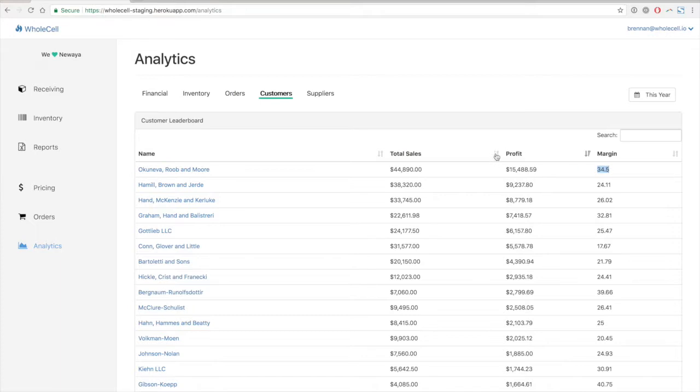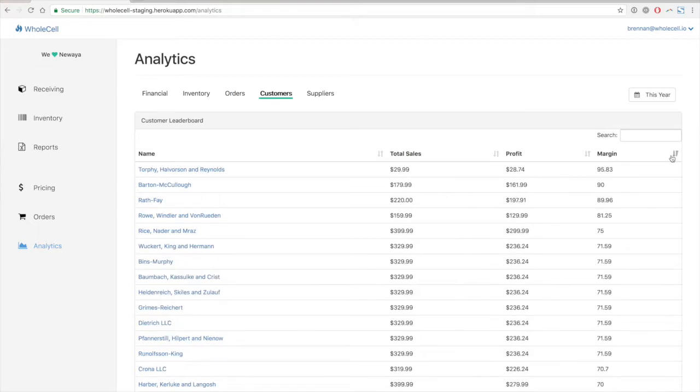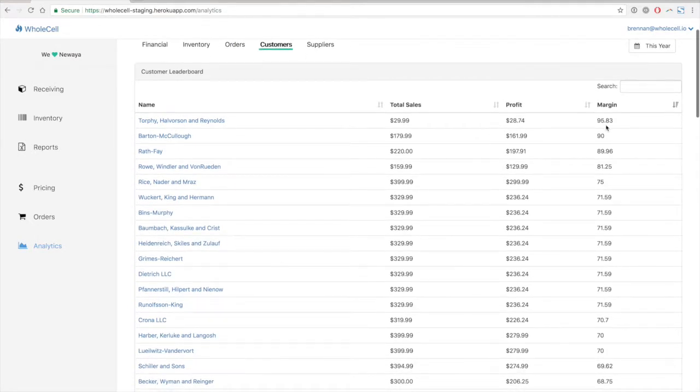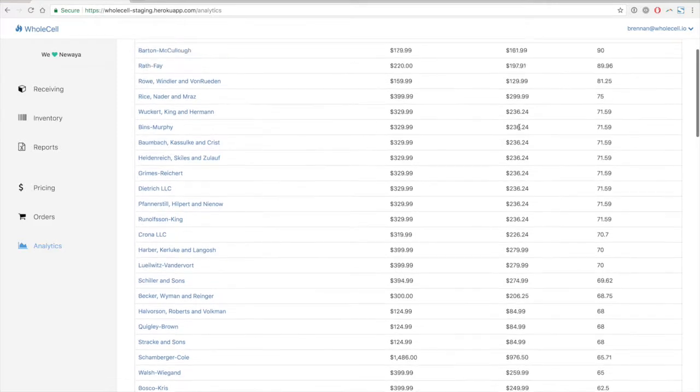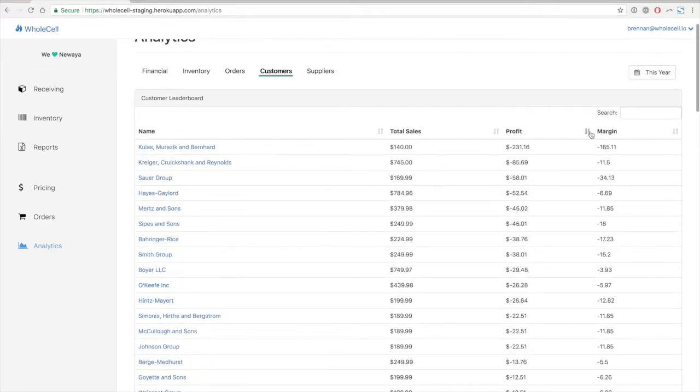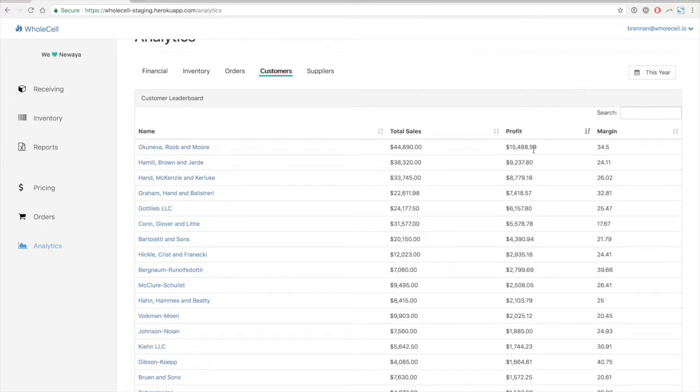We could also organize this by total sales and get a breakdown that way, or organize it by margin. I have a feeling if we organize it by margin, we're going to see people that we've sold things to on eBay and Amazon and e-commerce where we've made a really, really strong margin, but we haven't done a whole lot of business with that one particular person. So we like organizing this by profit so we can see our biggest wholesale customers and where they sit in the spectrum of things.